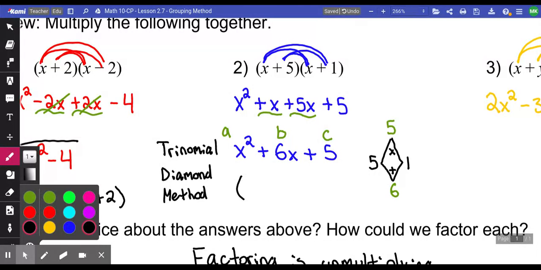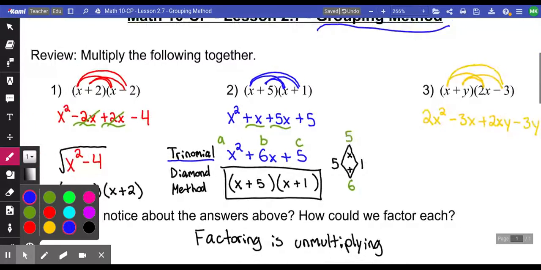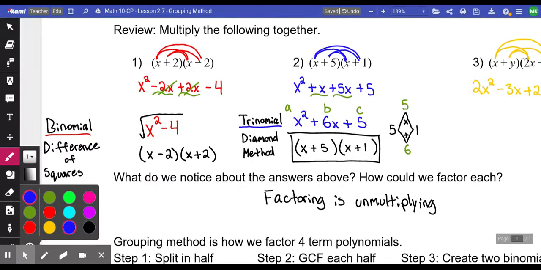And then we would go 2 sets of brackets. The first thing in both sets of brackets is x and x, because I know those will multiply to become x squared. And then the sides of that little diamond are the second things that we put in each of our brackets. So we factored trinomials by using a diamond method. And you'll notice both of our answers turned into 2 binomials multiplied together.